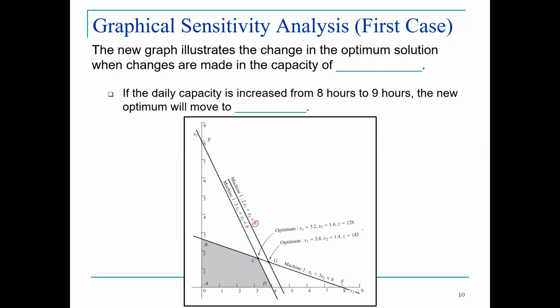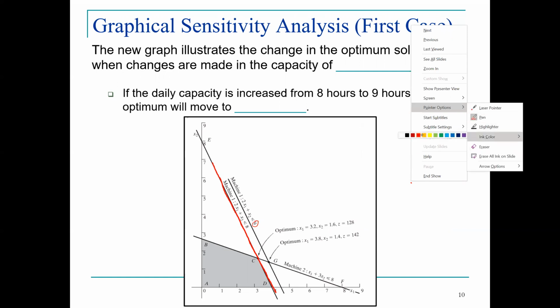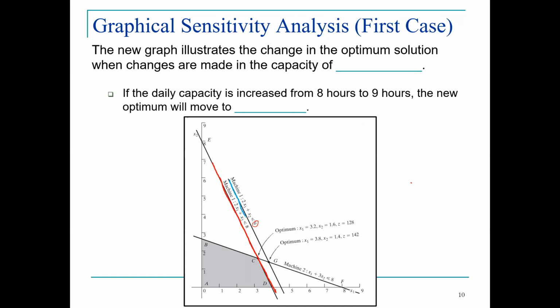So if we increase by 1 unit the capacity of machine 1, this constraint is going to move 1 unit towards the right. Okay, so that movement of that constraint is now increasing the feasible region. So the feasible region now also includes this area. And if you use the same isoprofit line that we drew, as you move that line in this direction, this is the last point that it is going to touch in the feasible region. So that's going to change the optimal solution. If the daily capacity is increased from 8 hours to 9 hours, the new optimum will move to point G.